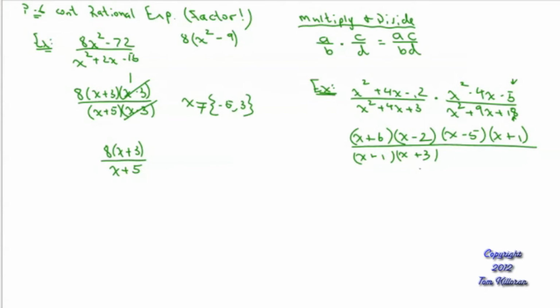6 and 3. So we're going to get x and a 6, x and a 3. What kind of 6, what kind of 3? Positive, both of them positive. So we have this one huge fraction with a bunch of little factors in it.